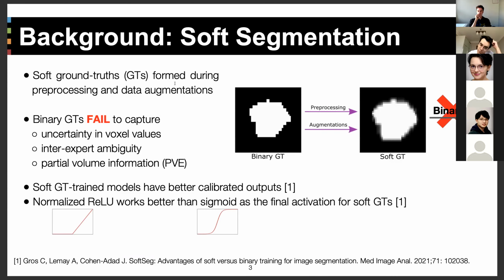So what exactly do we mean by soft segmentation? First of all, soft ground truths are formed from binary ground truths during pre-processing steps such as co-registration and data augmentation steps such as elastic deformation. This is mainly due to the interpolation steps involved. Most deep learning-based pipelines are trained and evaluated with binary ground truths, but this fails to capture uncertainty in voxel values, inter-expert ambiguity, and partial volume information. On the other hand, soft ground truth trained models have better calibrated outputs, and we find that normalized ReLU also works better as the final activation for these types of models as opposed to sigmoid.